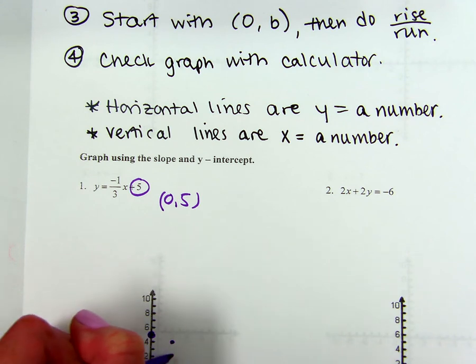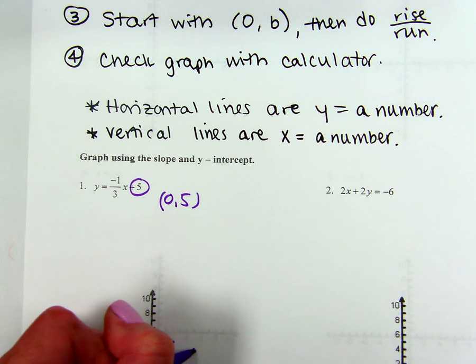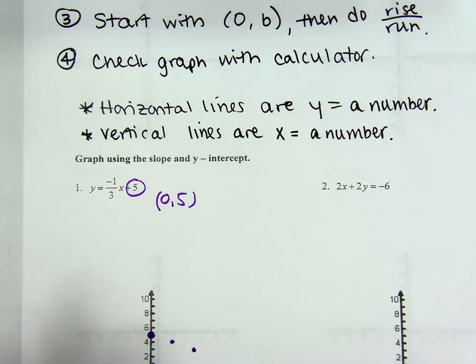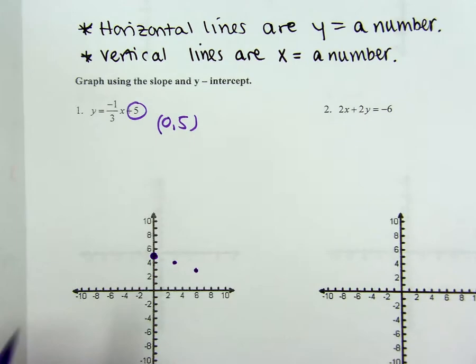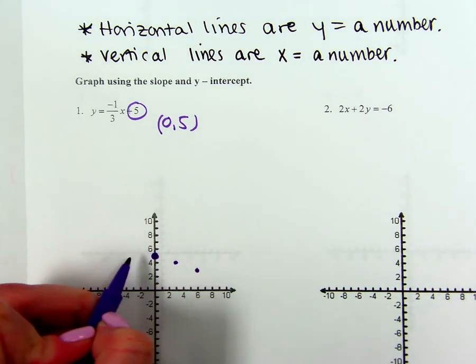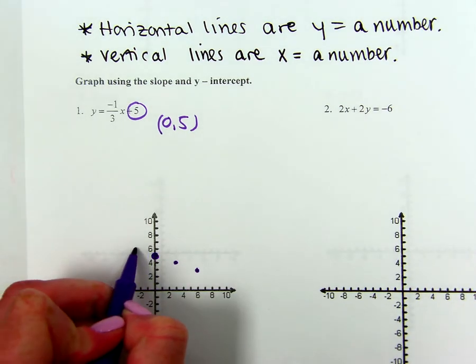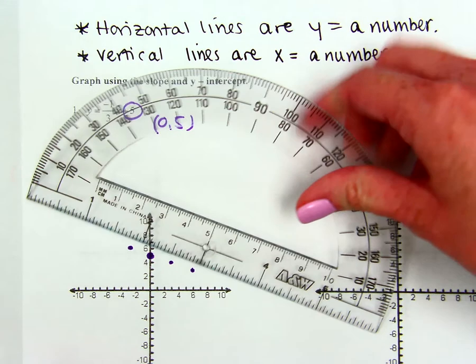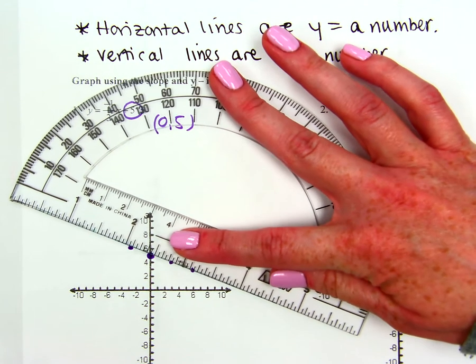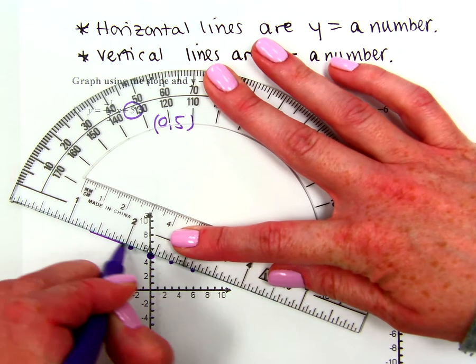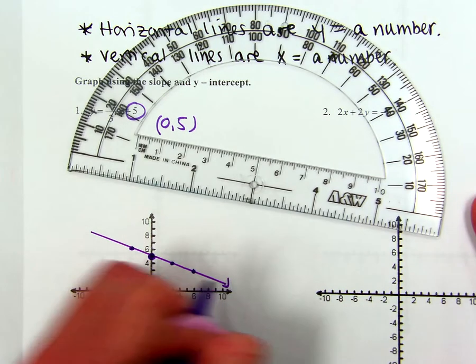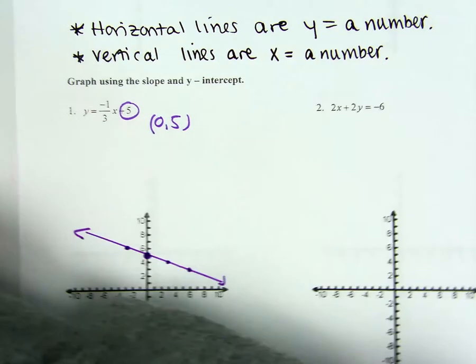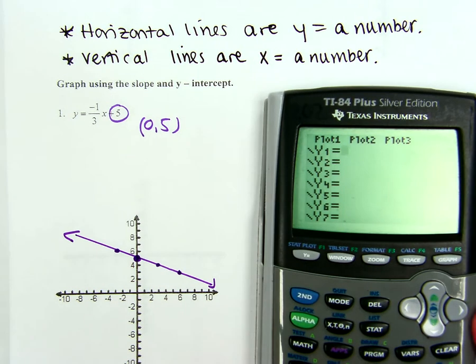Again, down 1 and to the right 3. We're also going to go up 1 and to the left 3. Once you've done that, grab a straight edge and draw in that straight line. Make sure you put arrows at the end because our graph continues. Let's double check that quickly on our calculator and make sure it matches.